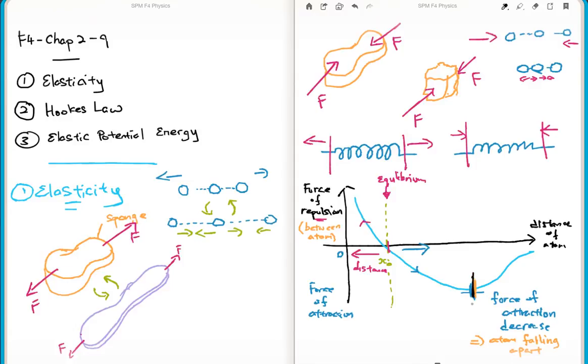That's why, whenever you have a spring, you don't want the stretching force to go over its maximum force. Overdoing it will cause the spring not to come back to its original position. And the same is true of a sponge.